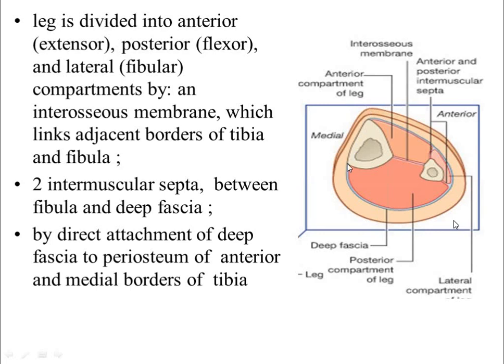The posterior one is called the posterior compartment of the leg, that is, between the attachment of the deep fascia to the lateral border of the tibia, all around the medial surface and anterior border. This is the medial compartment of the leg. Beyond this medial compartment, over here is again the attachment of the fascia to the medial border of the tibia, and then till the posterior intermuscular septum. So this is the posterior compartment.